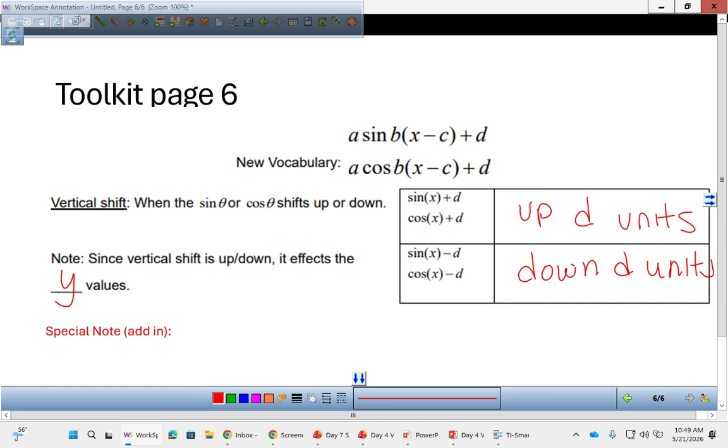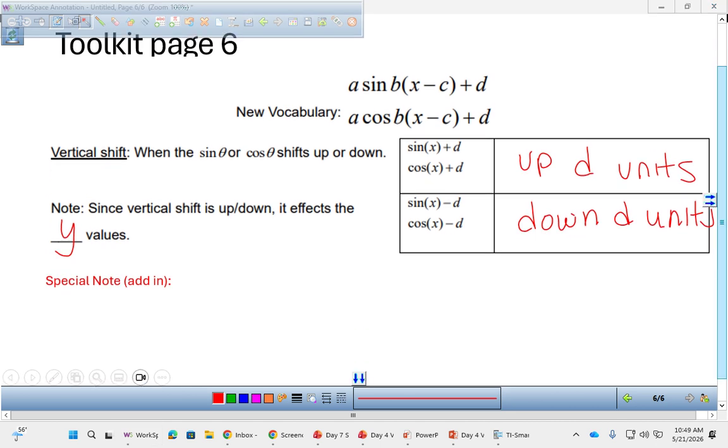Okay, and then I'm adding in this special note. You don't have to if you don't want to, but amplitude is the overall height of the graph. And since a vertical shift is picking up the entire graph and moving it, the height isn't going to change. So it'd be like me picking you up off the ground, right? You're still the same height. You're just up a little higher, okay? So the height doesn't change, which means the amplitude isn't affected by the d value, okay?